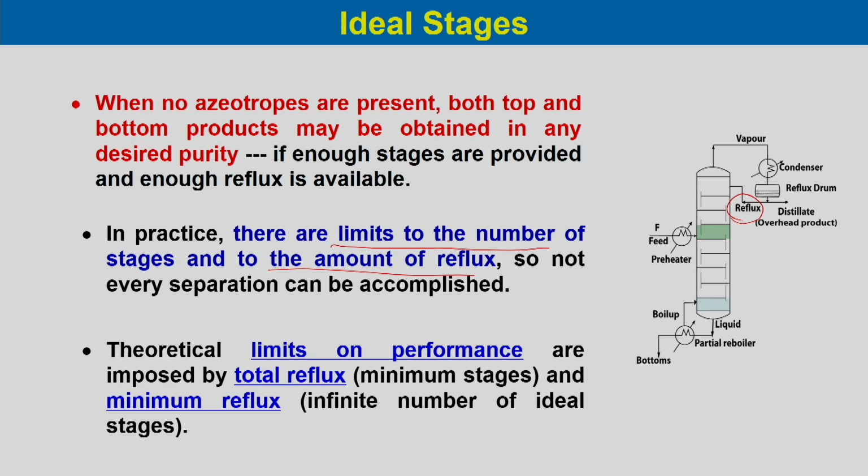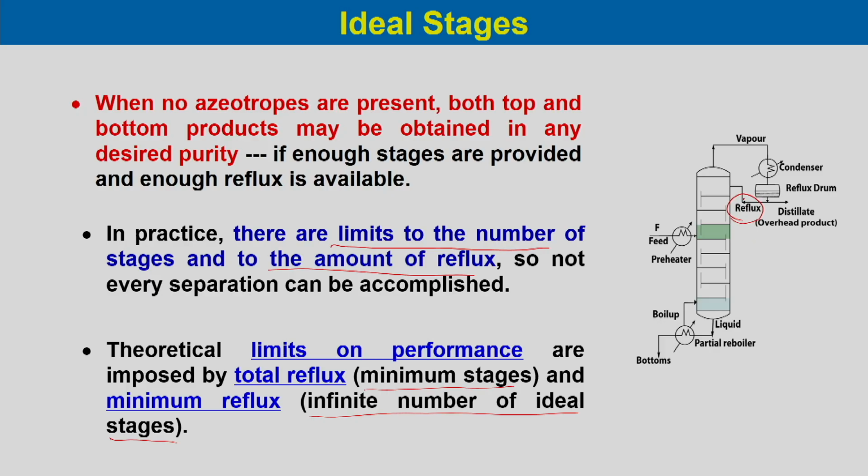Theoretical limits of performance are imposed by total reflux, that is minimum stages, and minimum reflux, that is infinite number of ideal stages. So, we will discuss this total reflux and minimum reflux later. That theoretical limit says that whatever vapor is produced at the top of the column, if you condense it completely and return it completely as reflux without taking out any product, in that case we will get the minimum number of stages required to do a particular separation.